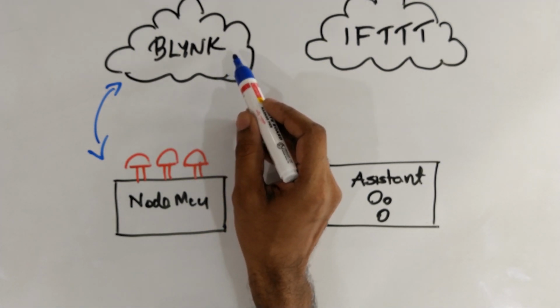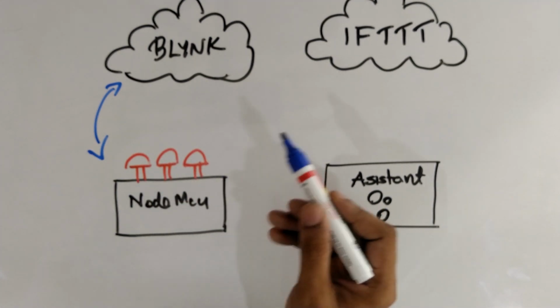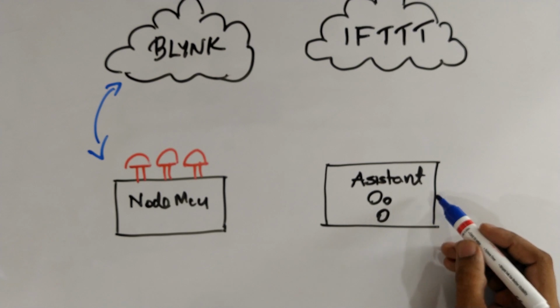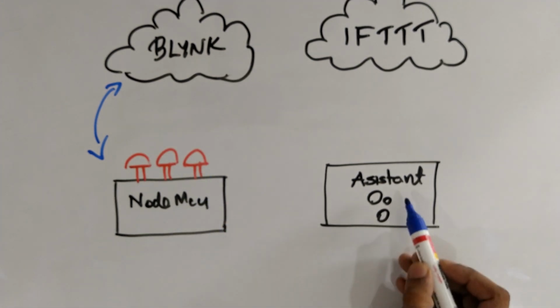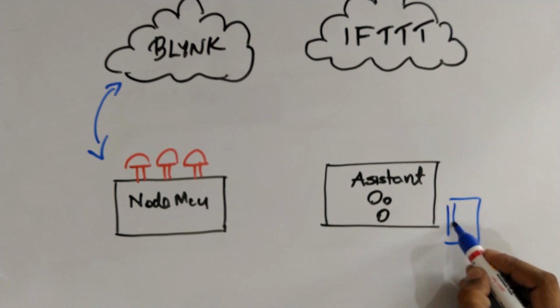So through the Blynk platform I can connect these LEDs. I can turn them on, turn them off, but that is not what we want to do. What we want to do is control these LEDs with our Google Assistant in our phone. This is our phone.